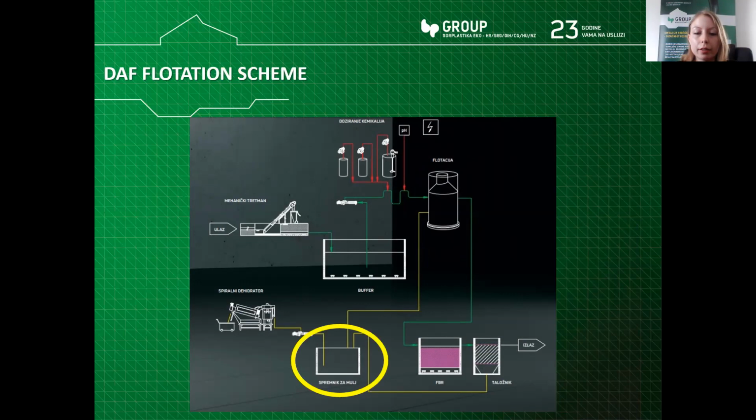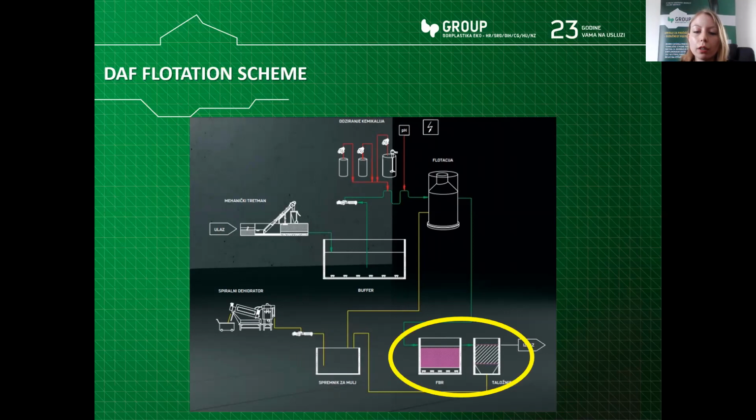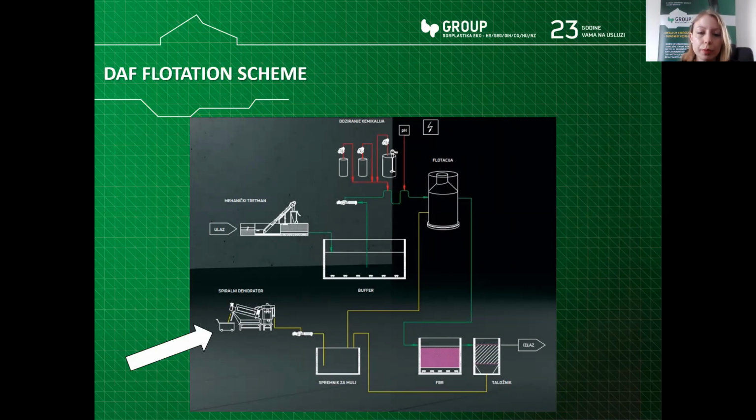After flotation, the sludge is removed into a sludge tank, and the water is then discharged into the recipient or can go to additional treatment if it's needed. Sludge can then be dehydrated with different dehydration methods that can be a screw dehydrator or a filter press.